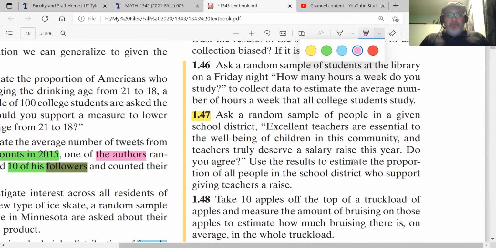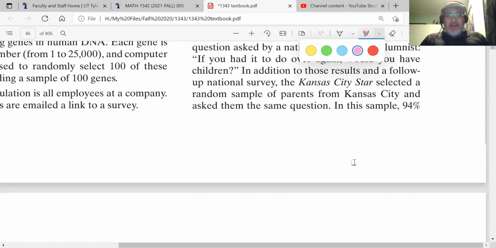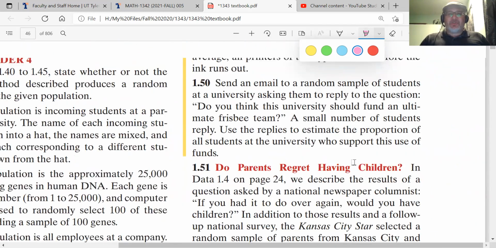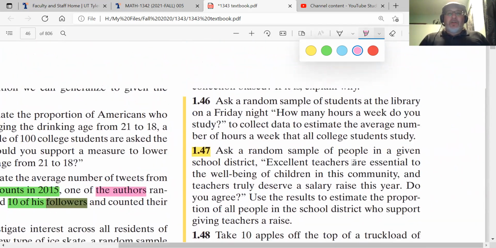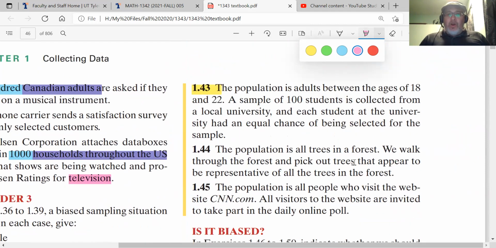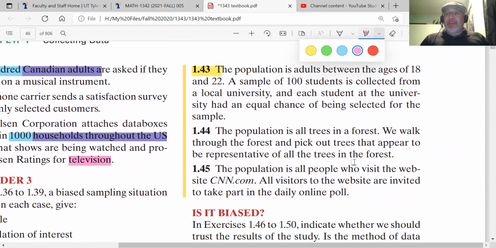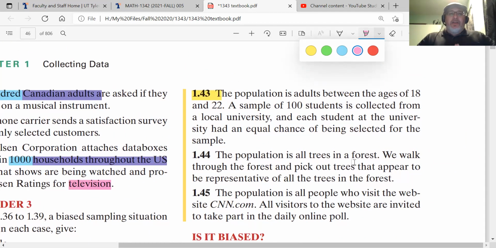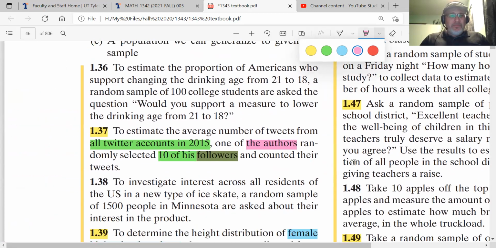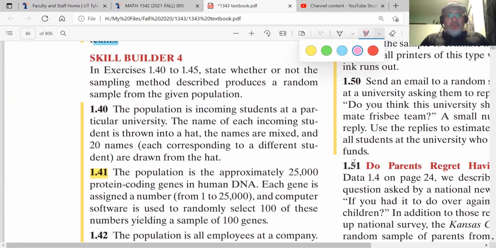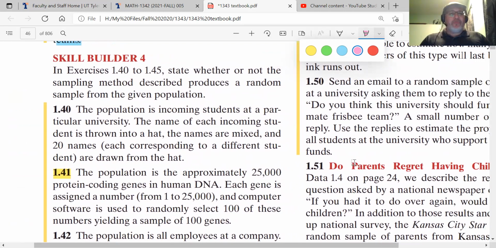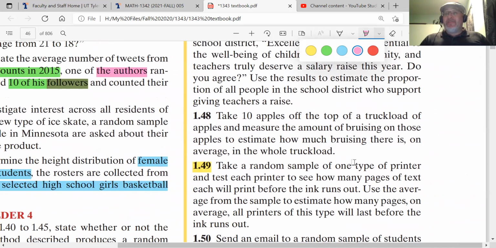All right, let's take a look at number 47, 49, and I think that's all I have highlighted. Yes, so we're almost done. Oh, I'm sorry, 43. We're still asking the question, is this a random sample? Did we do that one already? Oh, we're still answering the question, does the sampling method produce a random sample for the given population?